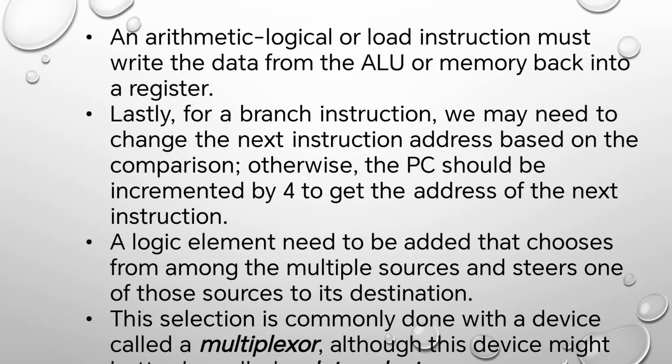An arithmetic logical or load instruction must write the data from the ALU or memory back into the register. Lastly, for a branch instruction, we may need to change the next instruction address based on the comparison. Otherwise, the PC should be incremented by 4 to get the address of the next instruction. A logic element needs to be added that chooses from among the multiple sources and steers one of those sources to its destination. This selection is commonly done with a device called a multiplexer.